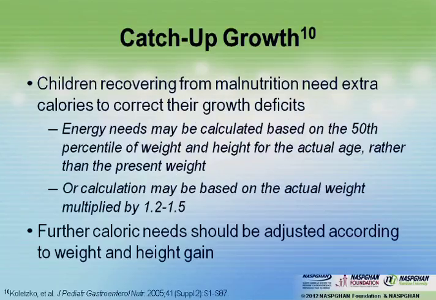Obviously, children recovering from malnutrition need extra calories in order to correct their growth deficits. And there are at least two ways to do this. One is to pretend like the child is on the 50th percentile for age, for weight and height, and then give them that many calories in order to get them to grow. The other is you use a calculation and then multiply it by 1.2 to 1.5 to get the number of calories that a child may need. The most important thing whenever you estimate energy expenditure is to see what that does to the individual child before continuing, because all of our measurements are somewhat inaccurate.